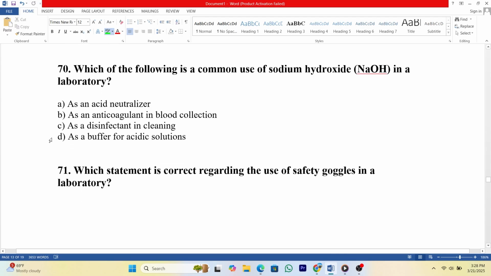70. Which of the following is a common use of sodium hydroxide, NaOH, in a laboratory? A. As an acid neutralizer. B. As an anticoagulant in blood collection. C. As a disinfectant in cleaning. D. As a buffer for acidic solutions. Answer: A. As an acid neutralizer.